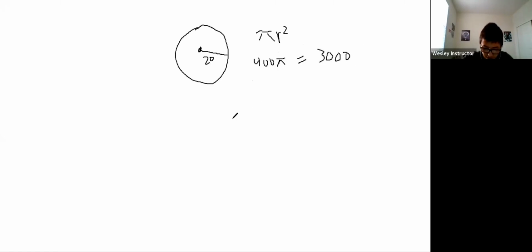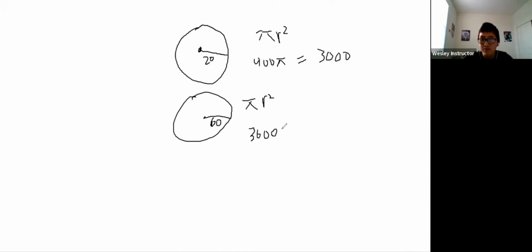And it says, what if the diameter were tripled? That means if the diameter is tripled, that means the radius is also tripled. So I have a new circle with a radius of 60, and I just do the same thing. So pi r squared, and this becomes 3,600 pi.